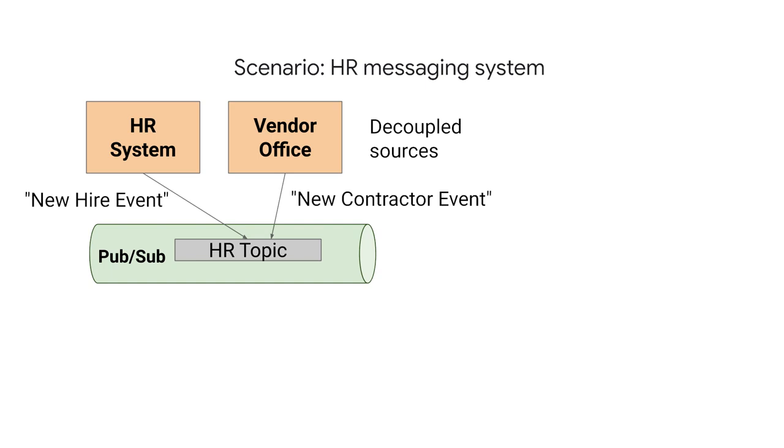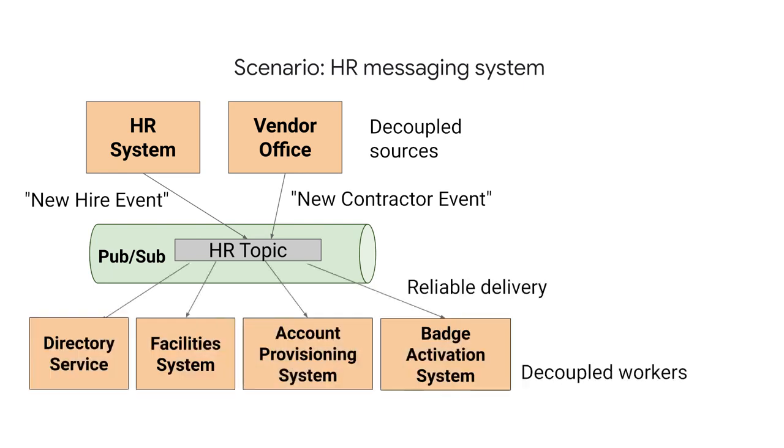What other areas of your business do you think would like to know as soon as a new person joins your organization? Once PubSub receives the message, downstream applications like the company's directory service, the facilities system, account provisioning, and badge activation systems can all listen in and process their own next steps independent of one another. PubSub is that good solution to buffering changes from those loosely coupled architectures like this one here, with many different upstream sources and potentially many different downstream sinks or subscribers.